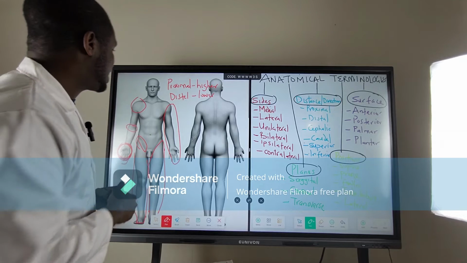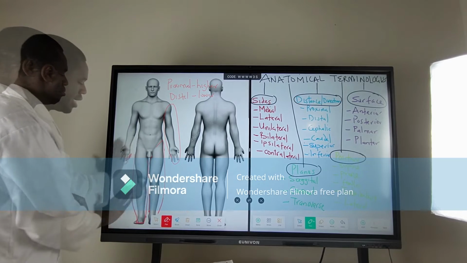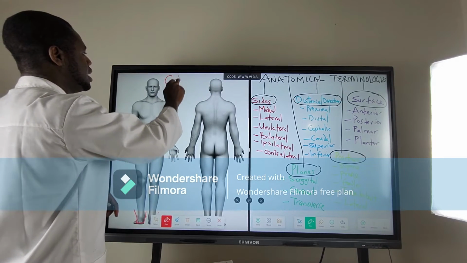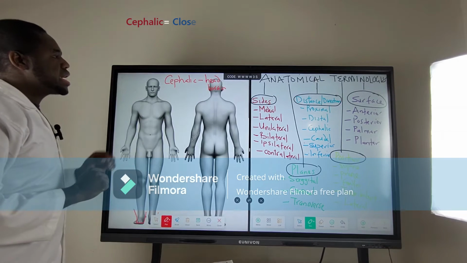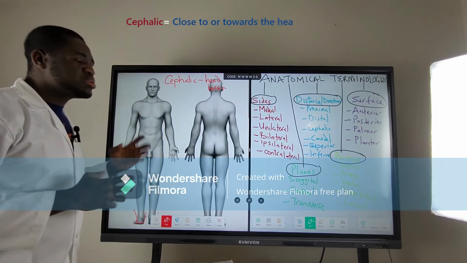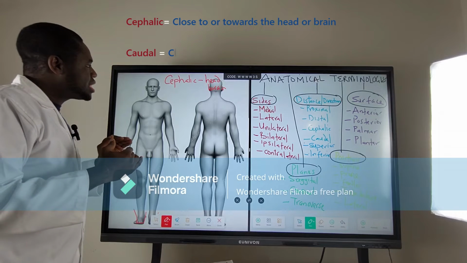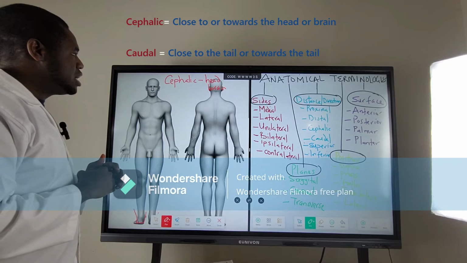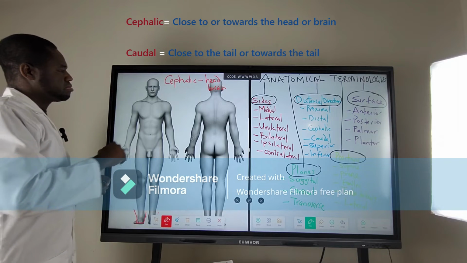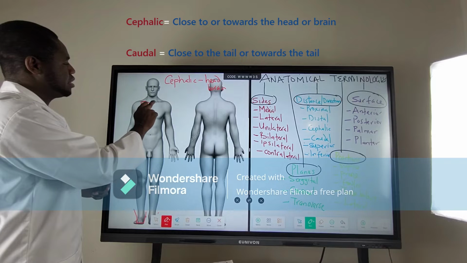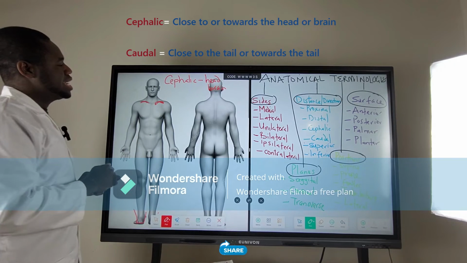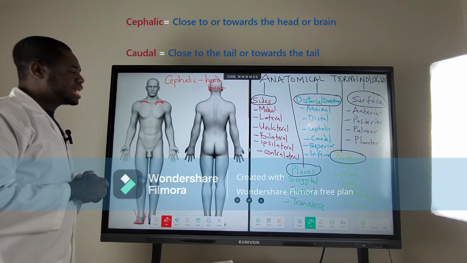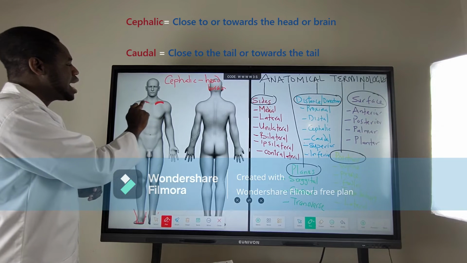Now, let's talk about the cephalic. Cephalic, from the word cephal, means anything that relates to the head. Anything that is close to the head or to the brain. So, if I say that the clavicles here are cephalic, that is, these clavicles are close to the head.